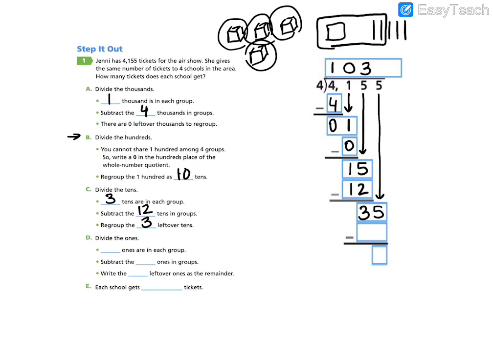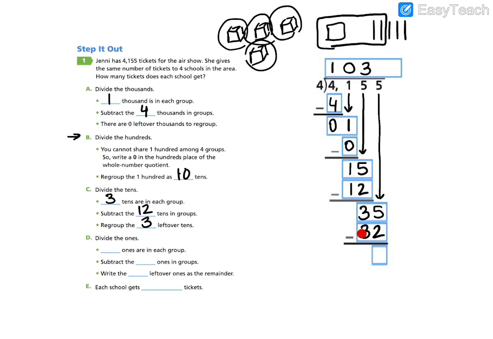Again, we need to think about 35 divided by 4. Is 35 a multiple of 4? No, it is not. What is our closest multiple of 4 to 35 that is less than 35? How many of those ones are we going to be able to regroup? We're going to be able to regroup 32 of the ones.